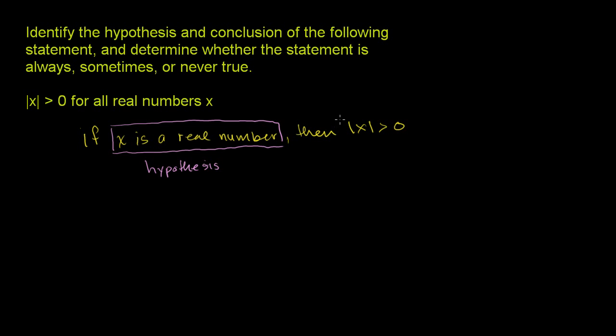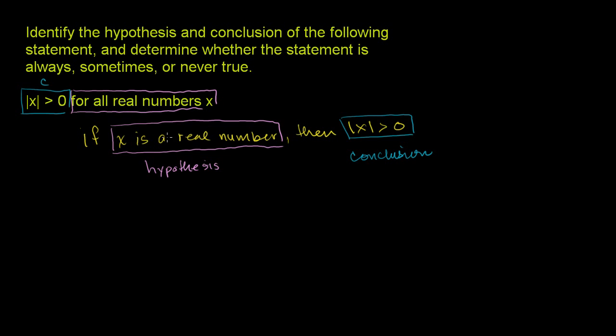No, not that, it's this part. The absolute value of x is greater than 0. This is the conclusion, or the consequent. And over here, if you wanted to circle them, this is the conclusion. That is the conclusion. And the hypothesis is that x is a real number. It's a little bit easier to identify when you see it written like this.